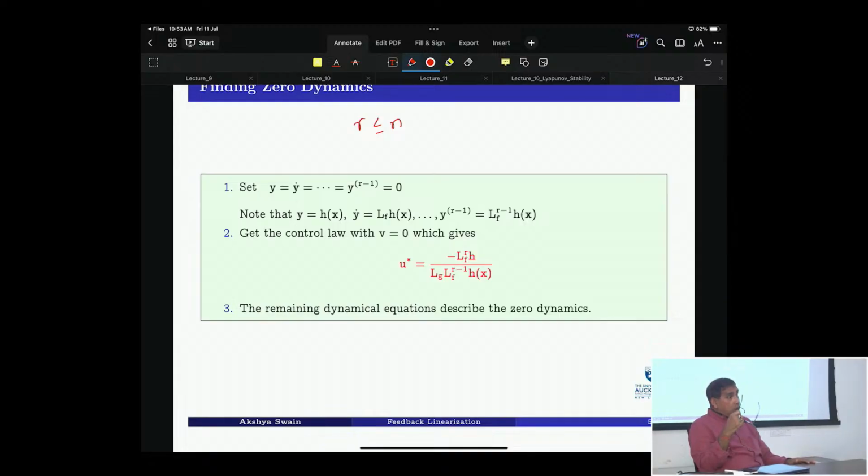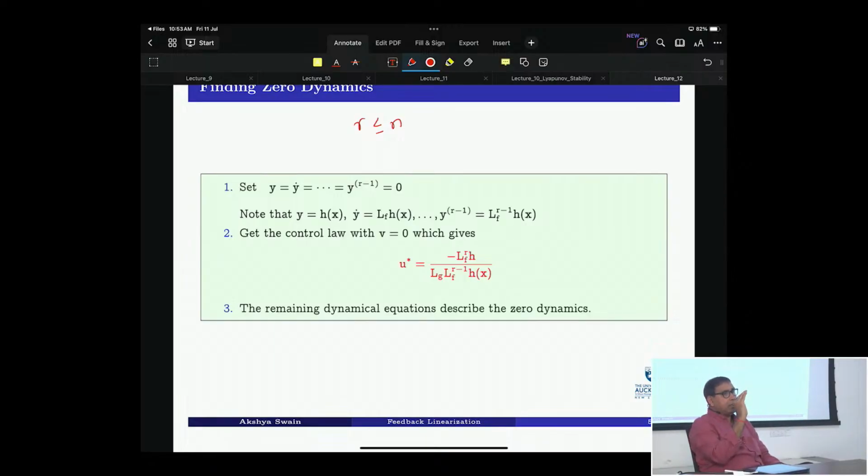Input-output linearization means there is a linear relationship between input and output. Another is input-state linearization, which is a complete linearization. Input-output linearization is relatively simple. Relatively simple, not really simple.